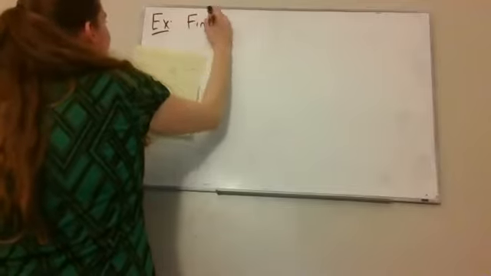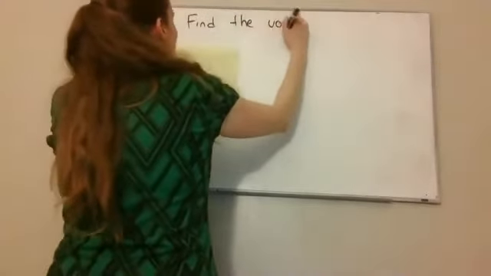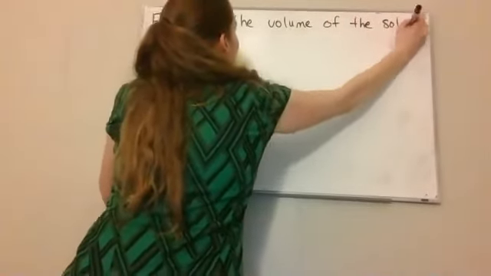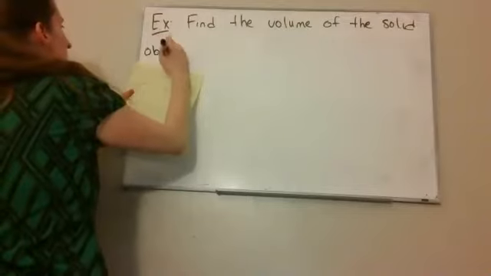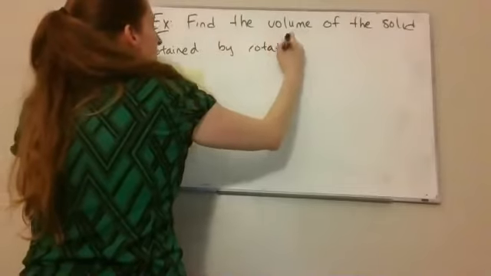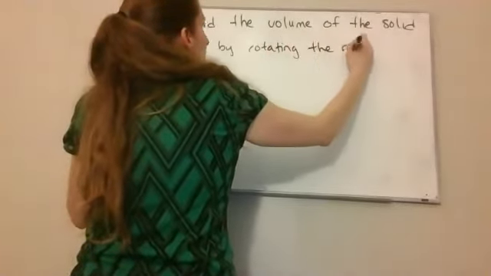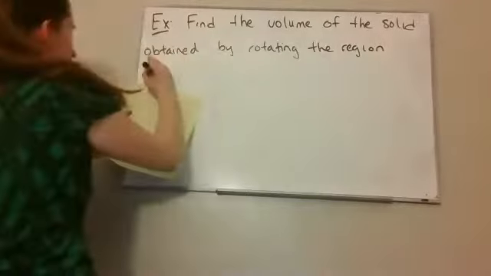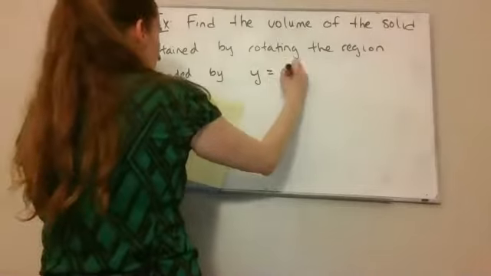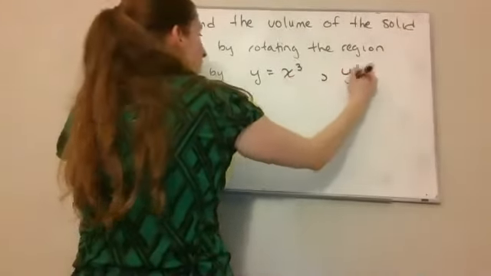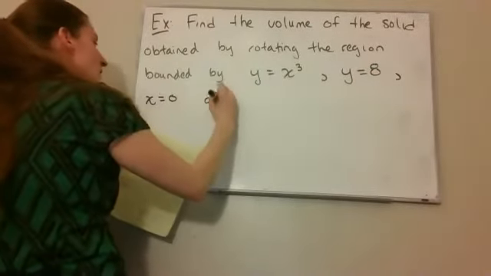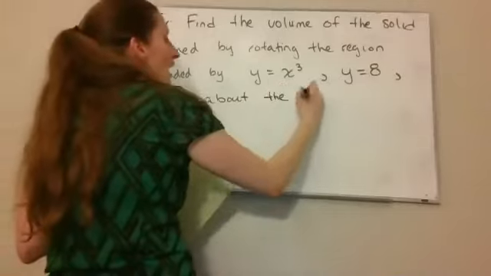So let's find the volume of the solid obtained by rotating the region bounded by y equals x to the third power, y equals 8, and x equals 0 about the y-axis.